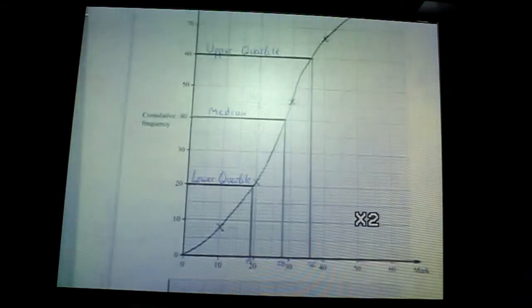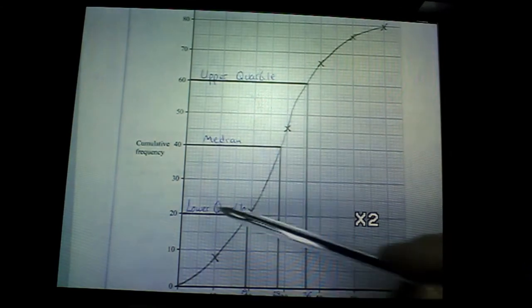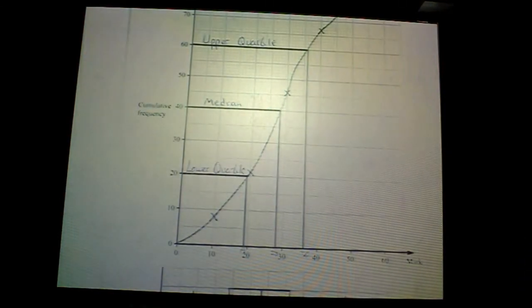Your lowest mark was 9, there it is. Your highest mark is 52. Your median, which I've worked out here, sorry, I should have mentioned that. Your median is the middle one, so it goes up to 80, so it comes out as 40. Lower quartile is 20, upper quartile is 60. And I've written the figures down the bottom.